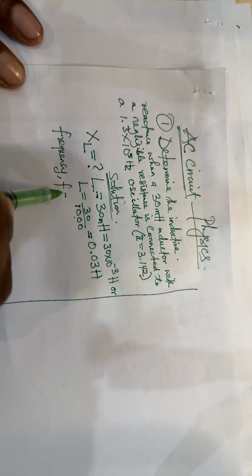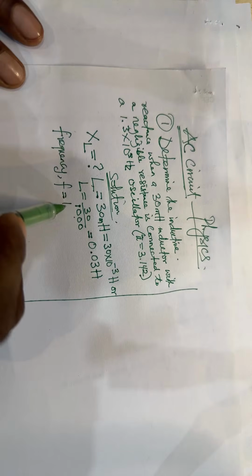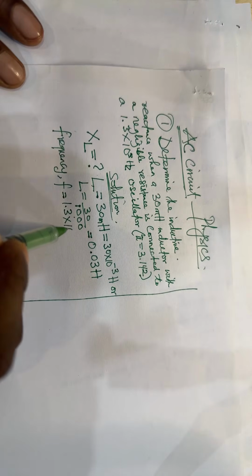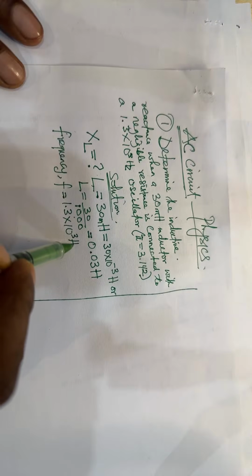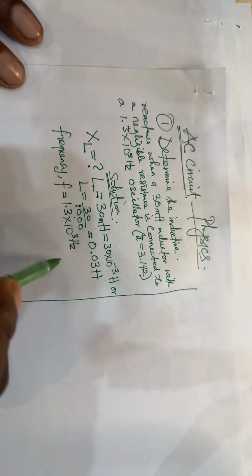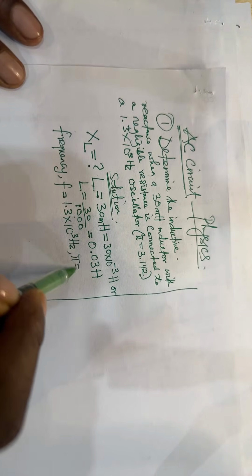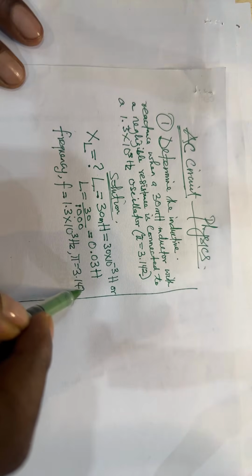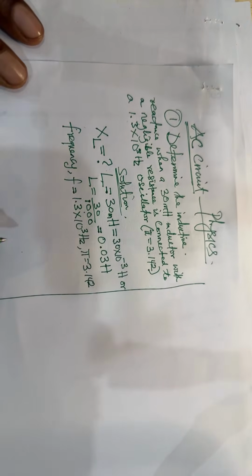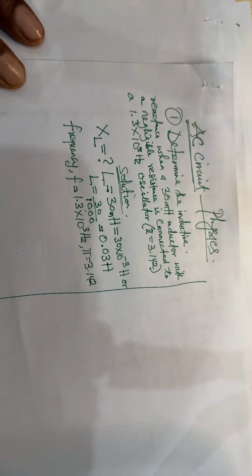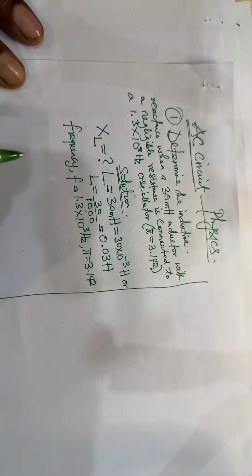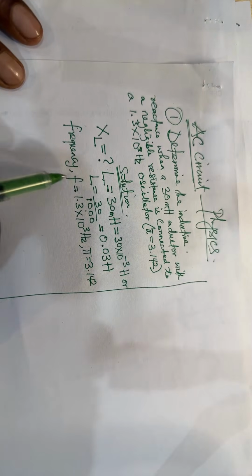Which is F. They said it is 1.3 times 10 to the power of 3 hertz. And remember, they are giving you pi to be 3.142. Okay, so with that being said, how do we find this inductive reactance?